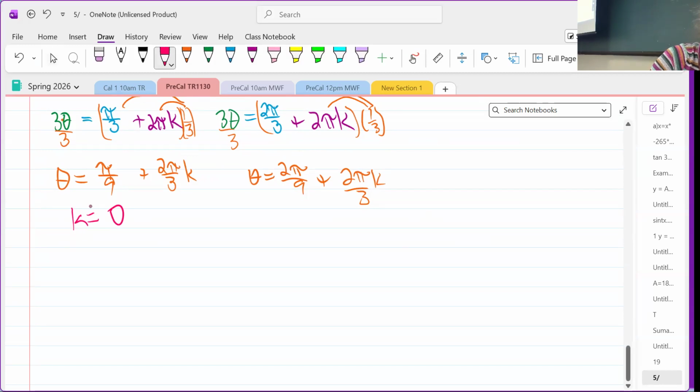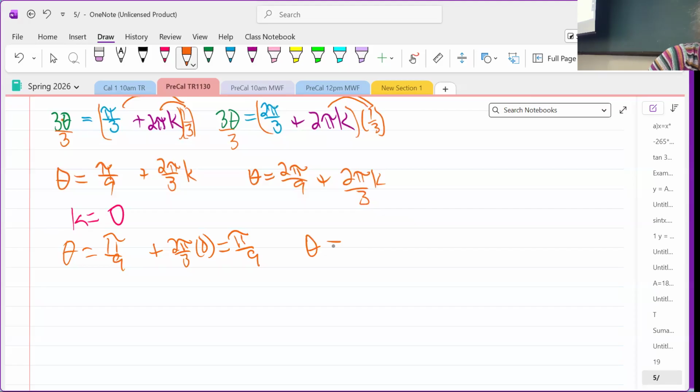So with k equals 0, I get the pi over 9 plus 2 pi over 3 times 0. So I just get pi over 9. And then for my other one, I'm going to get 2 pi over 9. So there's my first two solutions.